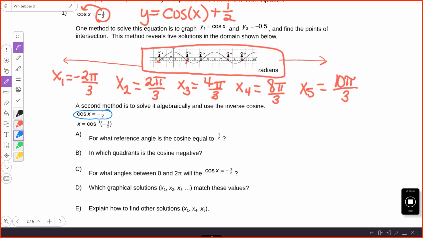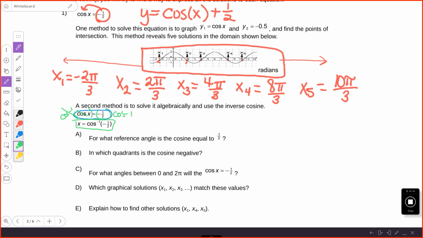In order to do that, remember we do arc cosine or inverse cosine, cosine to the negative 1. And that cancels the cosines on the left, and it leaves me cosine to the negative 1 of negative 1/2. Okay, so now, we're not using our calculator for this, because the calculator is going to give me nasty decimals, and I don't want nasty decimals. Instead, I'm going to use the unit circle. I'm going to use the chart that we created at the beginning.